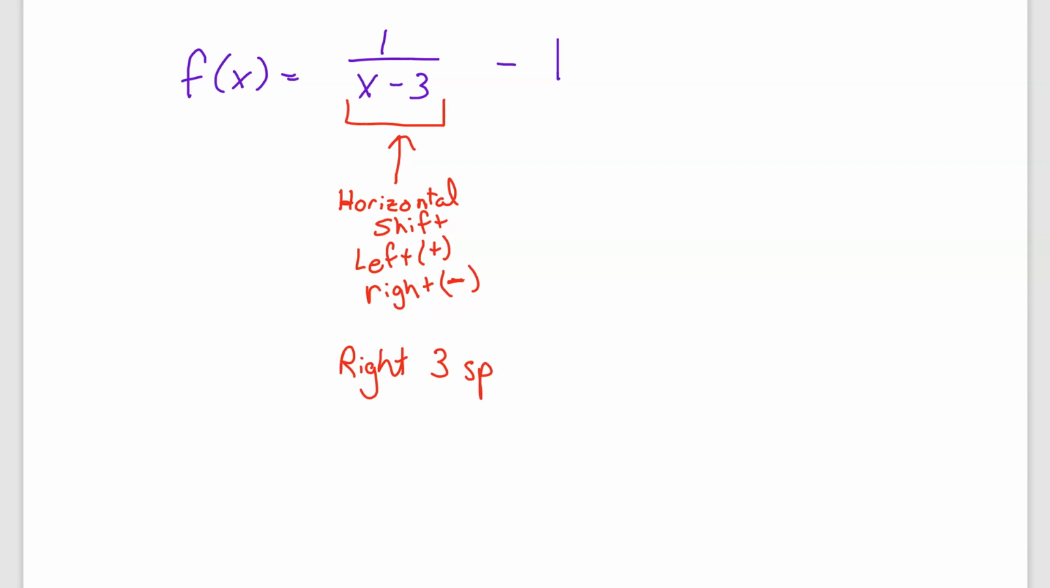Which means our vertical asymptote will become x is equal to 3. Because if you think about it, set this equal to 0, and it moves it to x is equal to 3.